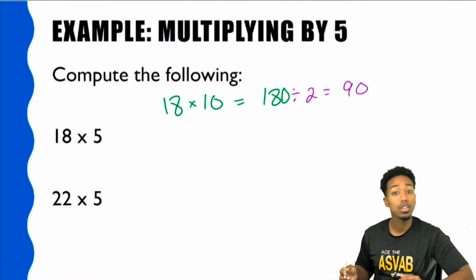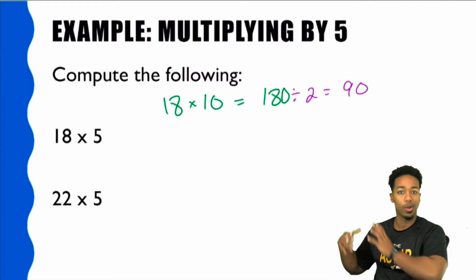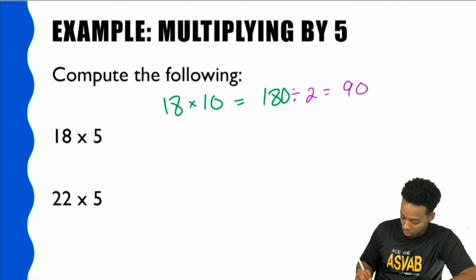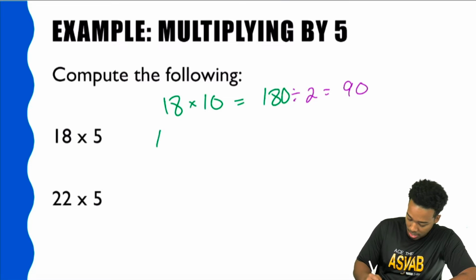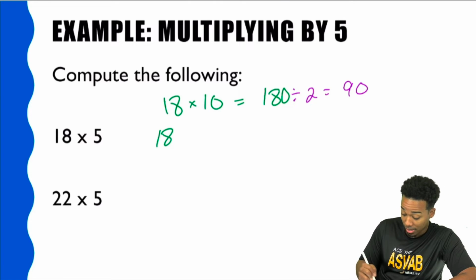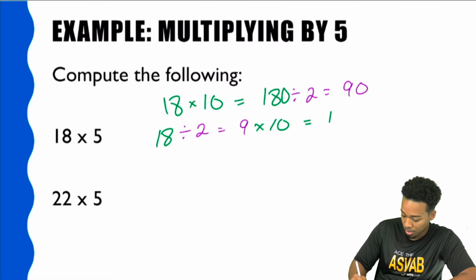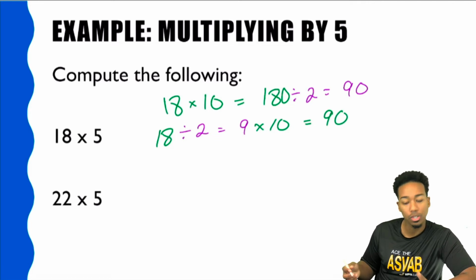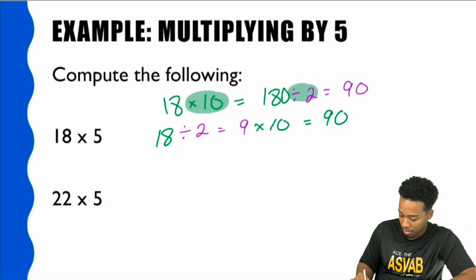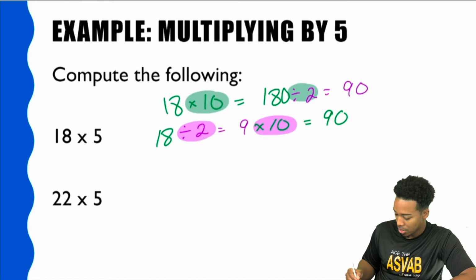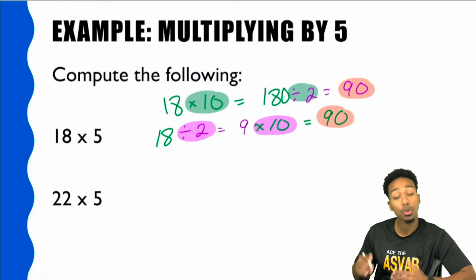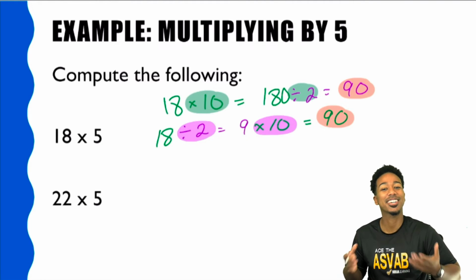There it is. You can do it the other way as well, and I'm going to show you the normal way to show you that it works. But you can also start off again with 18. You can start off by dividing by 2, which gives you 9, and then multiply by 10 to give you 90. So notice both of these strategies work. You can multiply by 10, then divide by 2, or you can divide by 2, then multiply by 10. Either way, you still get the correct answer.